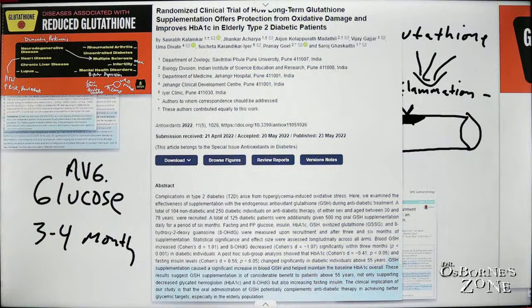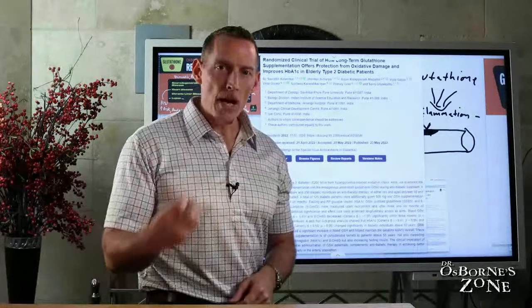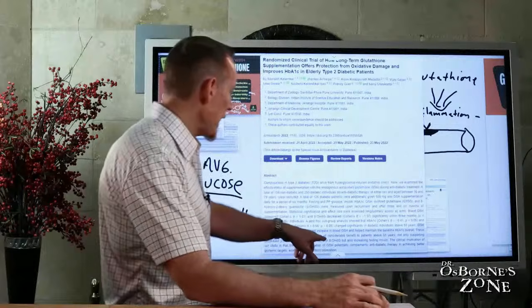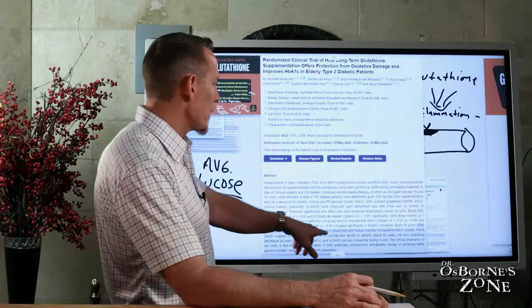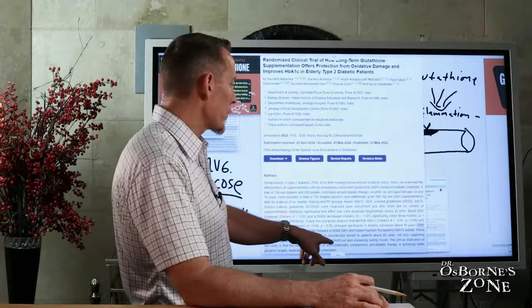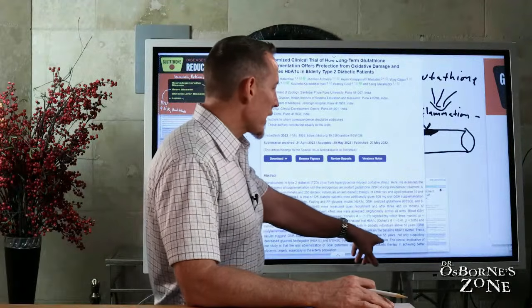These results suggest that glutathione supplementation is of considerable benefit to patients above 55 years, not only supporting decreased glycated hemoglobin, which is hemoglobin A1C, right, that average glucose, but also supporting decreasing 8-OH-DG. This is a marker of oxidation. So this is a blood test that can be run that measures damage to your cells, to your DNA, and glutathione deficiency can cause an increase in this marker, but also increasing fasting insulin.